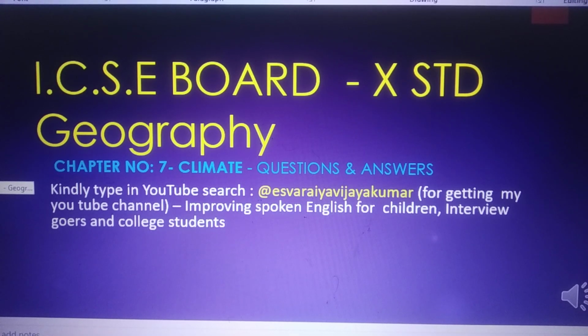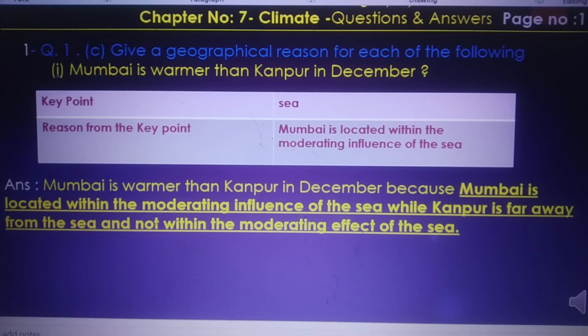Hi friends, today we are discussing 10th standard ICSE board geography, chapter number 7, climate. The topic is climate and I have given some question answers as per the textbook. Question number 1. Give a geographical reason for each of the following.